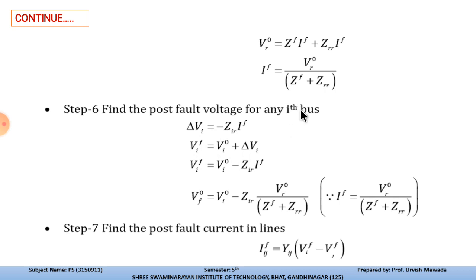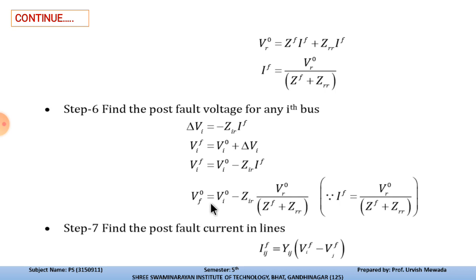For the ith bus we are considering. In the previous case we considered the rth bus, so if we consider R, then it will be replaced with R. So VI raised to F is equal to VI raised to 0, and delta VI is replaced here, since the fault occurs at the rth bus. So that's why ZIR and I raised to F.